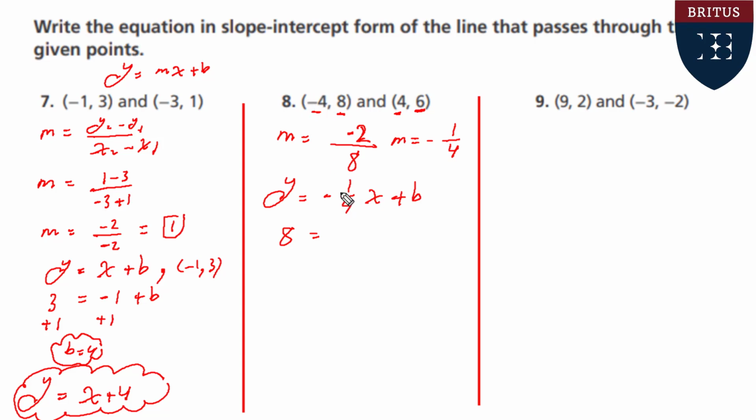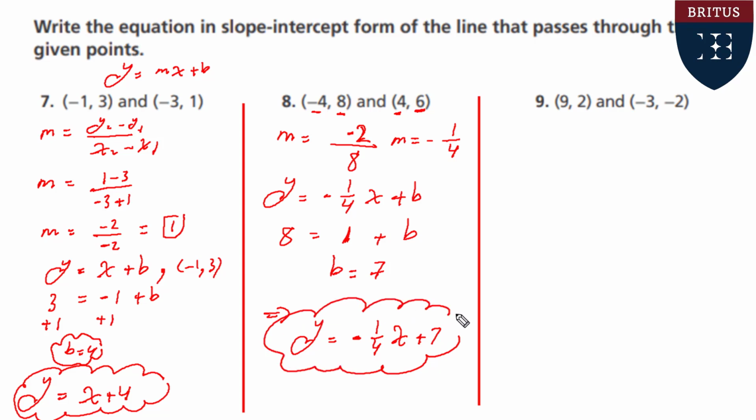Negative 1/4 times negative 4 is equal to 1, plus b. Solve for b, we can say that b is equal to 7. 8 minus 1. Now the required equation is what? y is equal to negative 1/4 x plus 7. The required equation in slope-intercept form.